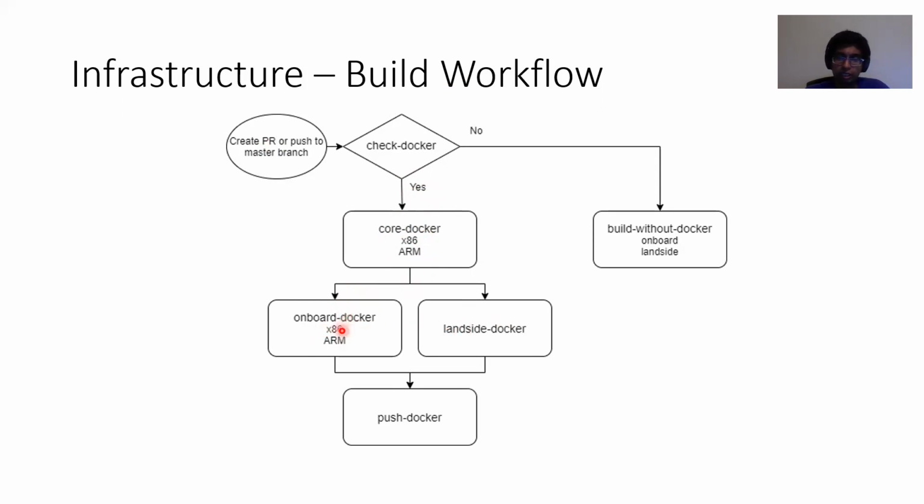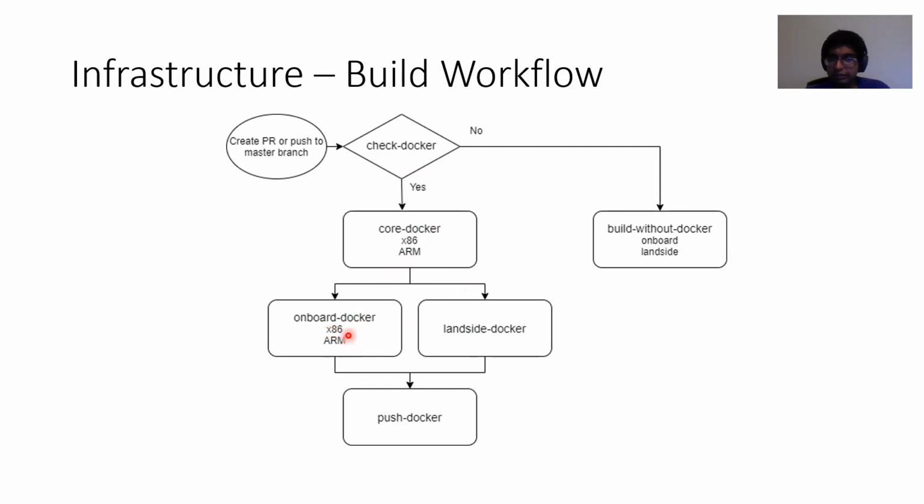Onboard Docker is a matrix build again, building for both x86 and ARM. It downloads the core Docker image that we just built and saved as a tar file. The same thing happens for Landsat, and it tries to build those images respectively using the Dockerfiles in that Docker directory that I mentioned before, which you may have modified in the latest change.